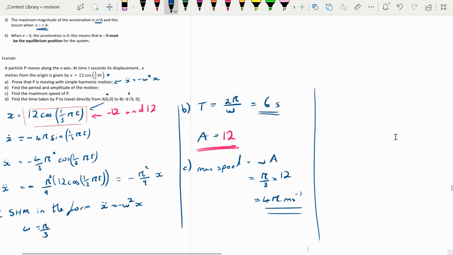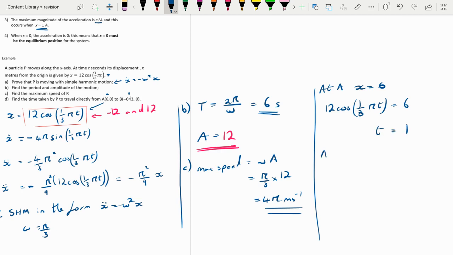So let's do the first one. This one's when it's 6. So at A, x equals 6. So I'm going to have 12 cos of a third pi t. Remember, let's make sure we're in radians because we've got pi's involved in here. Equals 6. So that means t would have to be 1 in this case.